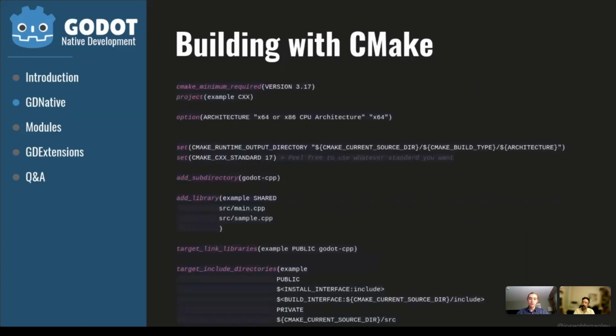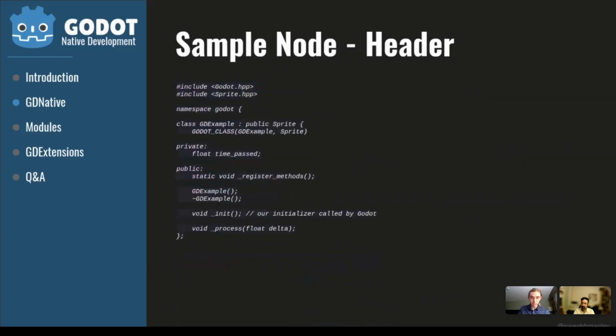And then with CMake, when it comes to a minimum file, it's a little more straightforward. I feel this is pretty industry standard. All you have to do is add the subdirectory for Godot CPP, and then use the target link libraries to join your project with the Godot CPP bindings, and then run that on whatever platform you're trying to build on.